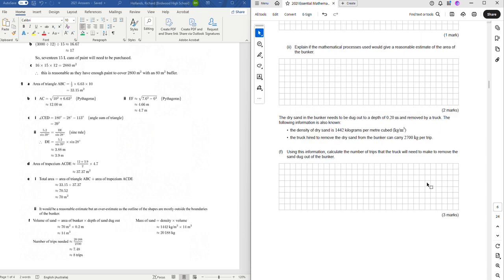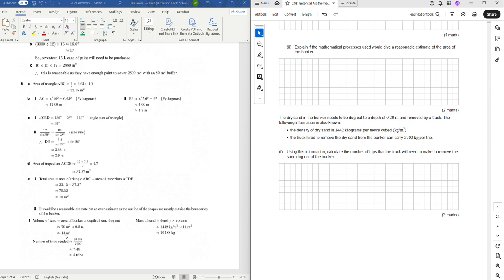This one here is a little bit tricky, but if you just follow the formulas that I've given you on the cheat sheet, it's really straightforward. So we know the total area, and the volume equals area times by depth. It gives you that depth there. So we go volume equals area times depth, and that gives us 14 meters cubed.